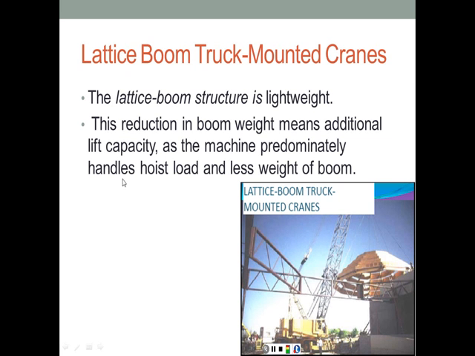And here we have the lattice boom truck mounted crane, very similar to the hydraulic telescoping boom, but in this case we have a lattice boom, which is lighter in weight. The lattice boom structure is lightweight. This reduction in boom weight means additional lift capacity, as the machine predominantly handles the hoist load and less weight of the boom itself.